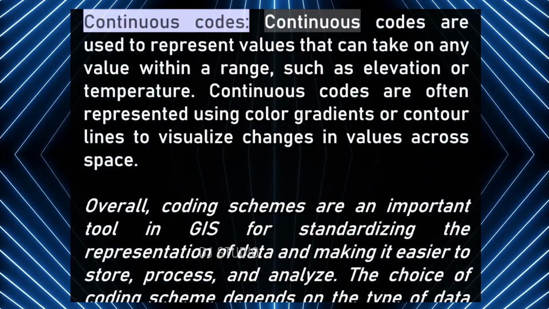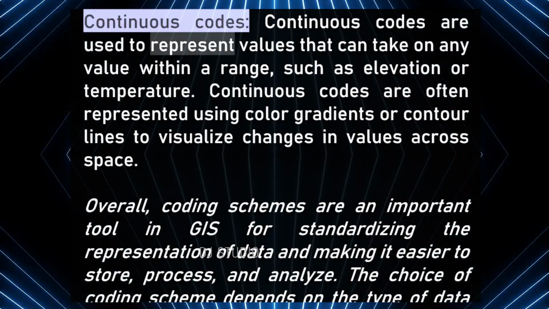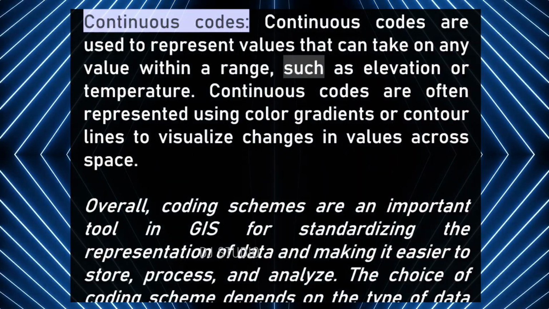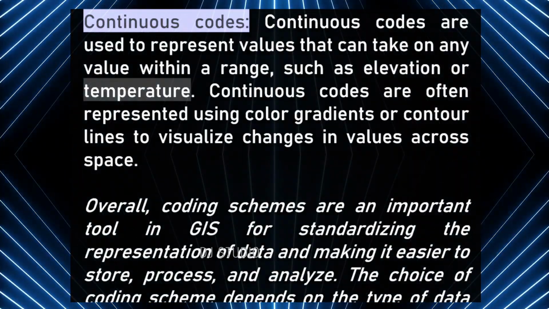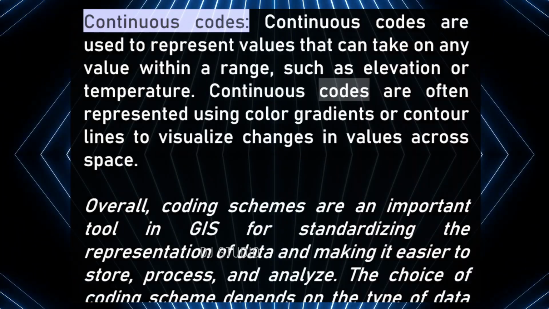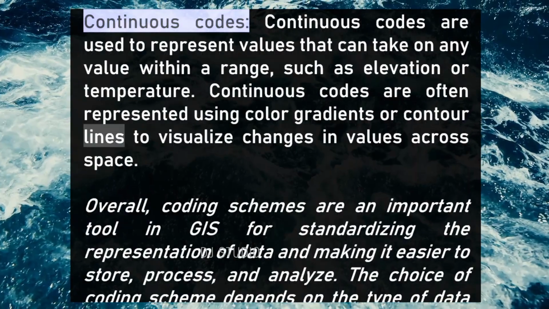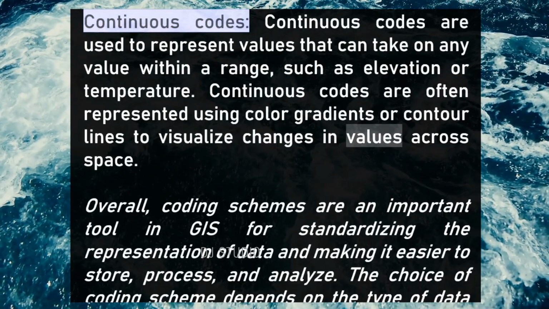Continuous codes. Continuous codes are used to represent values that can take on any value within a range, such as elevation or temperature. Continuous codes are often represented using color gradients or contour lines to visualize changes in values across space.